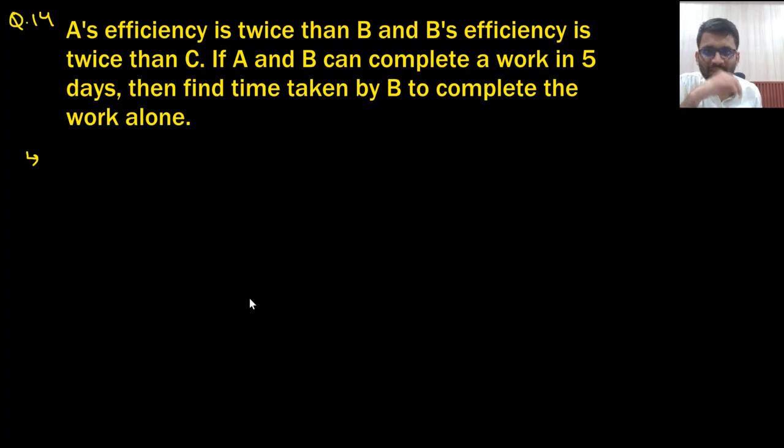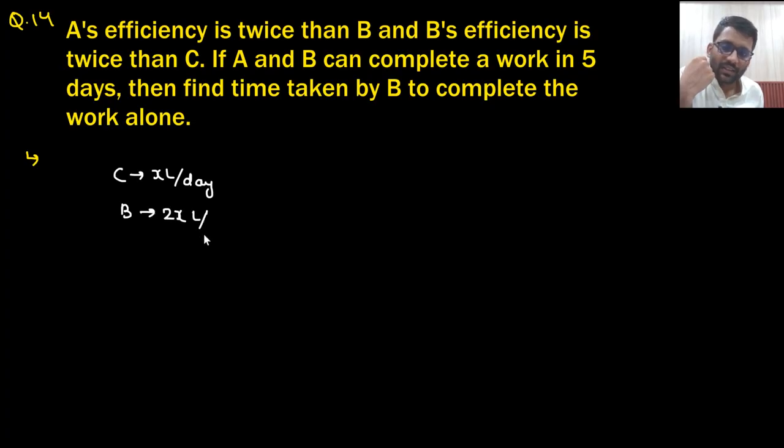A's efficiency is twice that of B and B's efficiency is twice that of C. So who has the lowest efficiency? C is eating x laddu per day, let's just say. Then B's efficiency is twice that of C, so B is eating 2x laddu per day. And A's efficiency is twice that of B. If A and B together can complete a work in 5 days. Together, A and B. This was A, sorry.